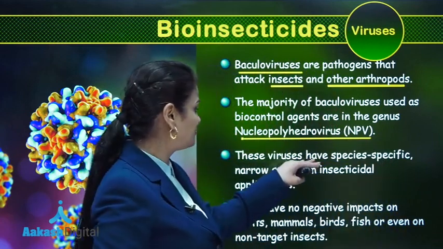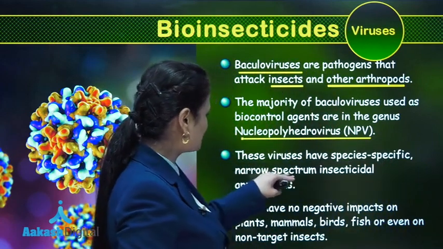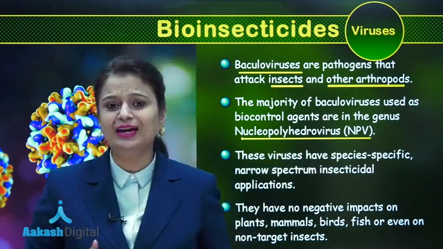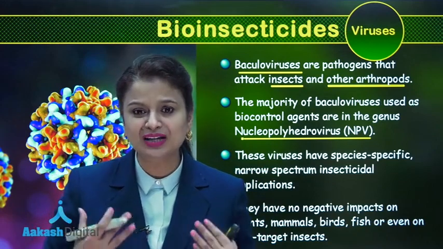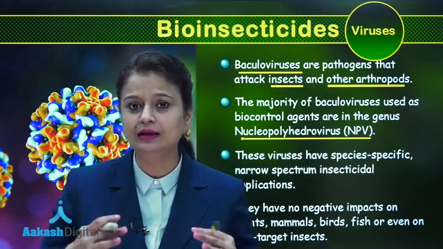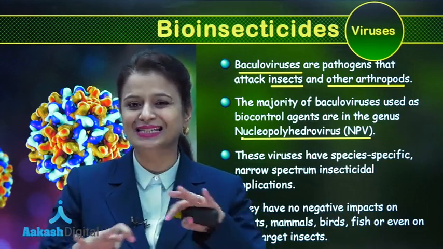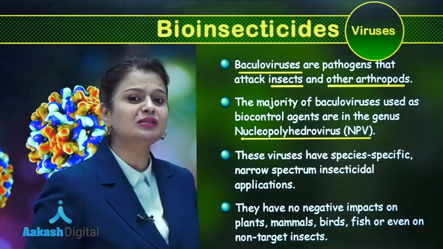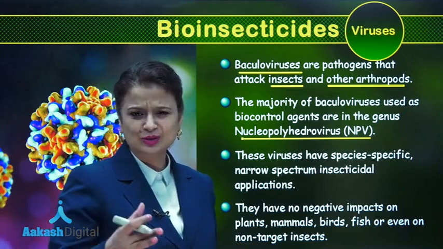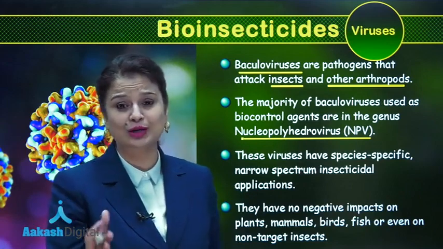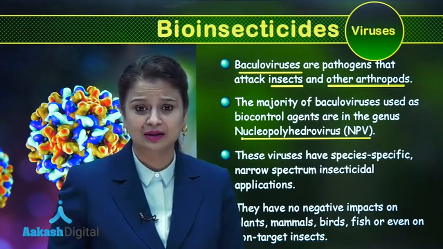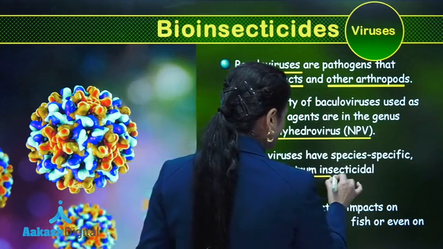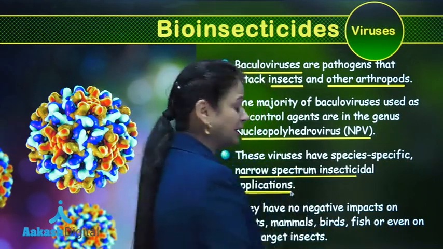These viruses have species-specific, narrow spectrum insecticidal application. Now these viruses infect larval stages. So they will infect and kill the juvenile stage of insects and other arthropods. Now these viruses are host specific. That is, one type of virus is going to infect only one particular type of insect, right? So you are going to say they have narrow spectrum insecticidal applications.